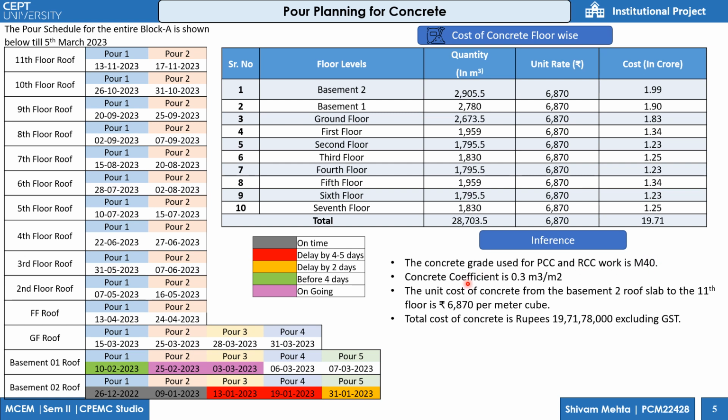So now the concrete inference: the concrete grade used for PCC and RCC work is M40. The concrete coefficient is considered as 0.3 meter cube per meter square, and the total cost of the concrete in rupees is 19 crores 71 lakhs 78,000 including GST.